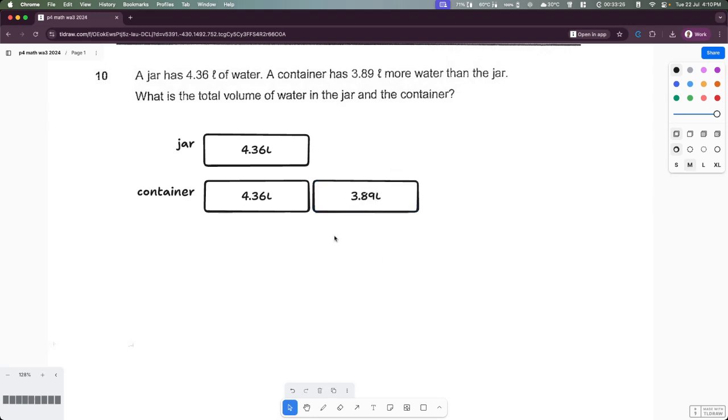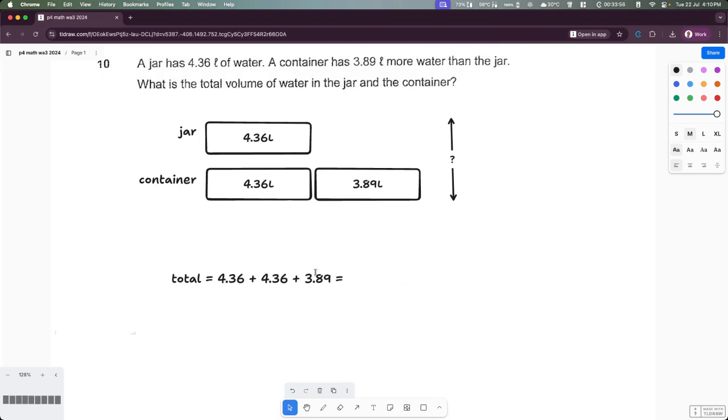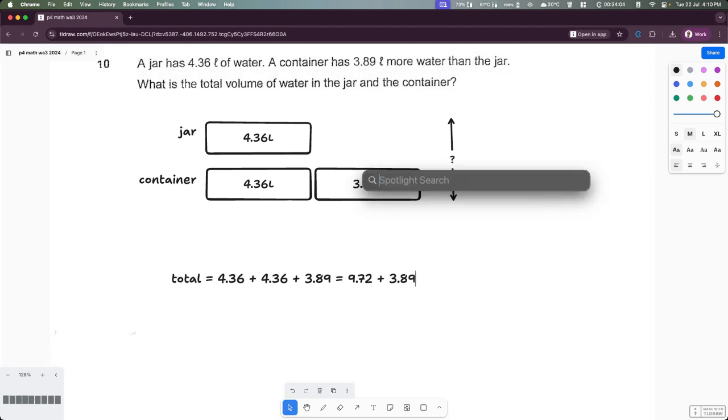3.89 liters. Okay, so now they want to ask how much are all of this together in this case. So simply what you can do is you can either say total equal to, let me put it like this, 4.36 plus 4.36 plus 3.89, which is equal to, so this one, you can do your workings, right? So for me, I'm just gonna do 9.72 plus 3.89.